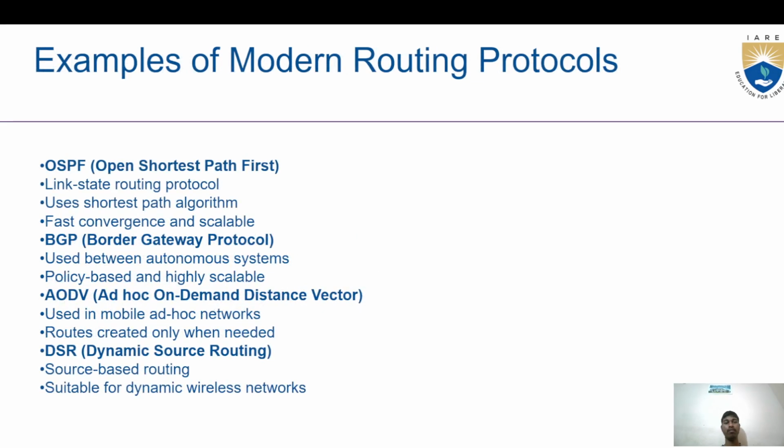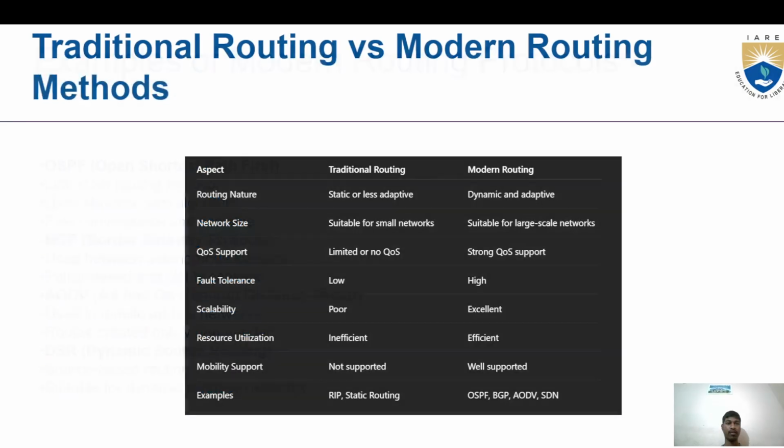Examples of modern routing protocols. We have four examples here. One is Open Shortest Path First, which takes the shortest path. It is a link state routing protocol that uses a shortest path algorithm. Border Gateway Protocol is used between autonomous systems. AODV, Ad hoc On-demand Distance Vector, is used in mobile ad hoc networks. Dynamic Source Routing is a source-based routing protocol suitable for dynamic wireless networks.